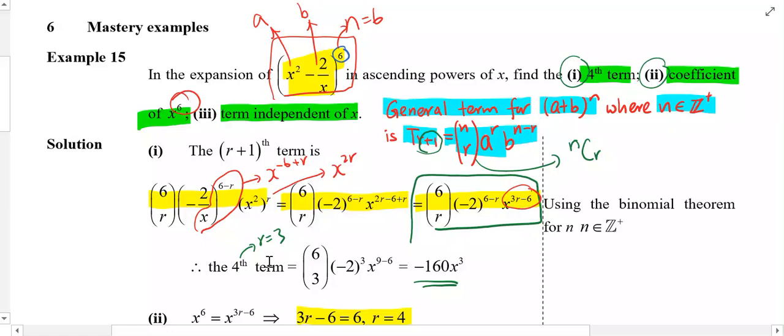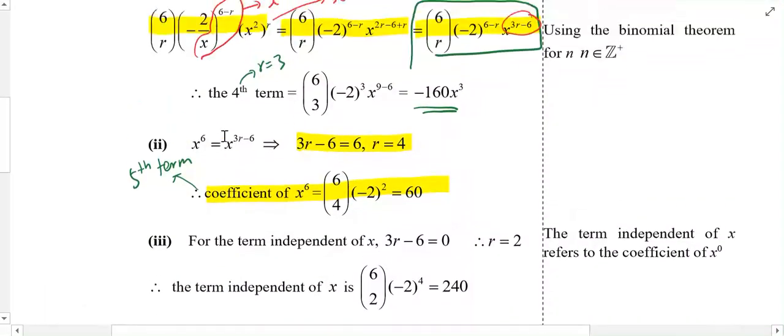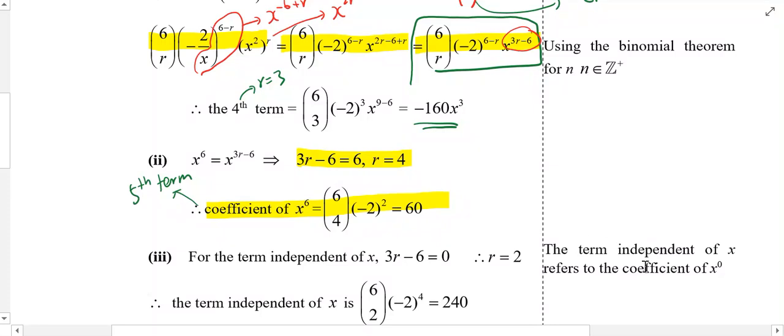And the last part, to find the term independent of x. The term independent of x will be the term where the power is 0, so it is the constant term. We still use the general term formula, but now we need this power to be 0. Then r is equal to 2, and you substitute 2 into the general term formula. The power will become 0. That's the term we are finding, but we need the coefficient here. So that gives you the constant term. Just put 2 into the r and the r here. So the constant term is 240.